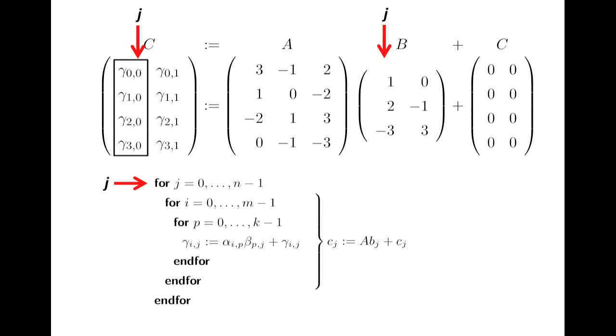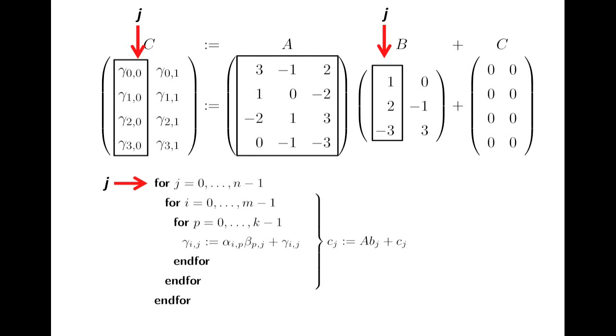So we could simply replace the inner two loops with the matrix vector multiply that they implement and have one loop indexed by j. In that case, we treat A as a matrix, the jth column of B as a vector, and the jth column of C as a vector, and we do a matrix vector multiply, adding the result of that matrix vector multiply to the column of C.